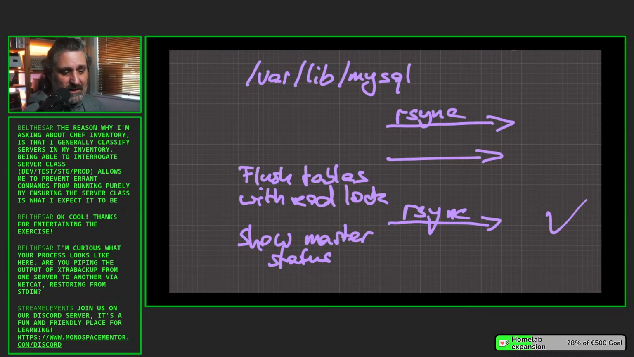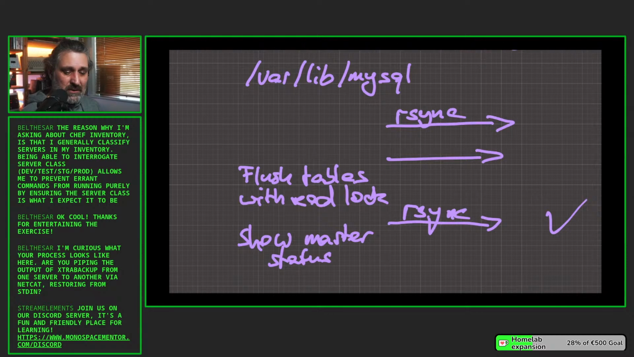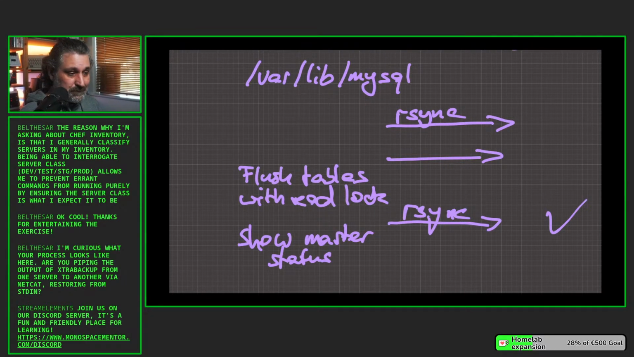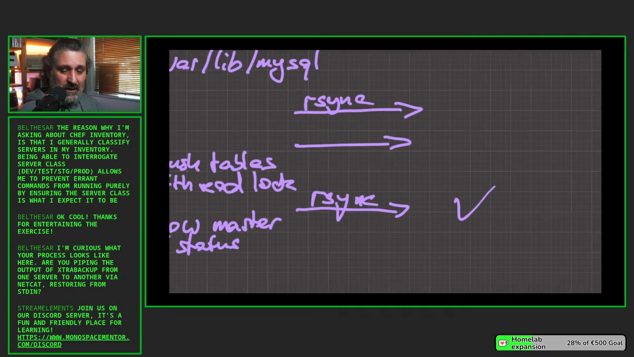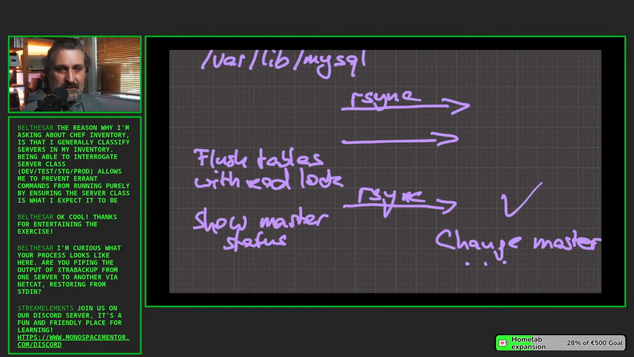So what you do is basically you execute flush tables with read lock, show master status, because the moment you do the read lock, these coordinates will not change anymore, because there will be no changes in the database. Then you do your final rsync, and as soon as that's done, you release the read lock to get your production operation back in order. And at that time, you can then go to the target host and execute a change master with the coordinates you got from the source host.